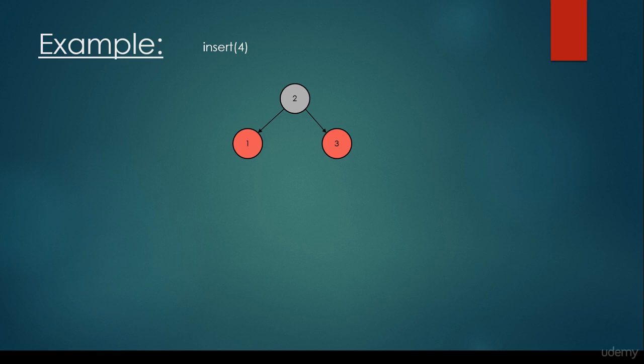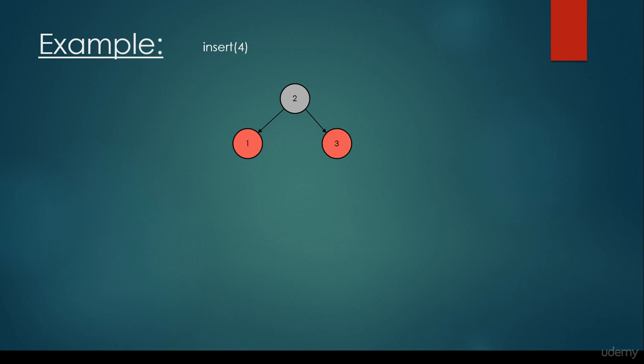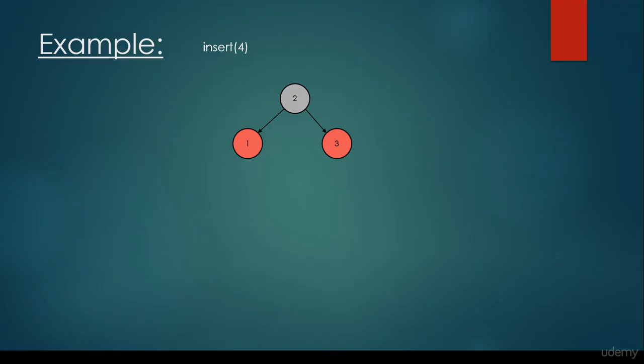So we just have to make a left rotation, and as you see we have to make some recoloring, because the 2 is going to have the color black. This is exactly the case 3. And it is a valid red-black tree because the root node is black, and the left child and the right child are going to have the color red, so it is valid.